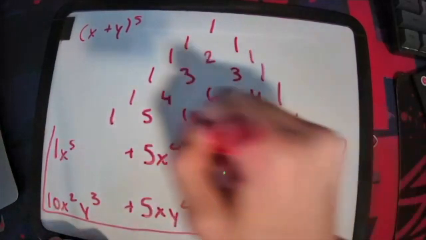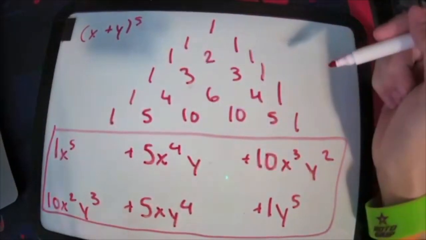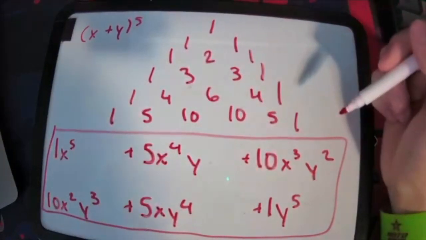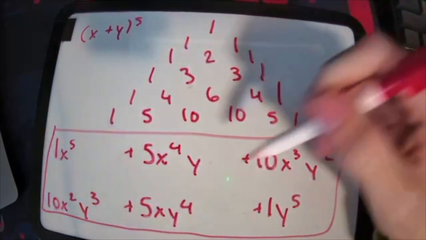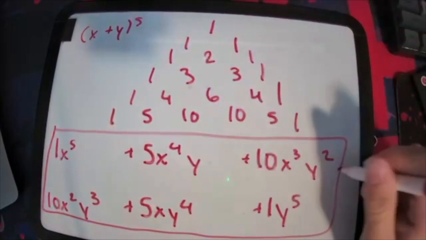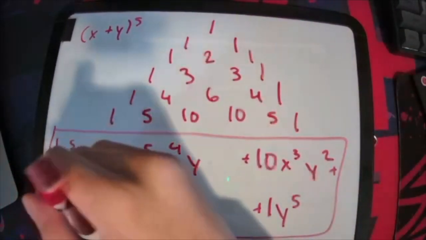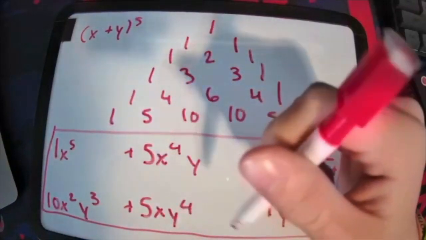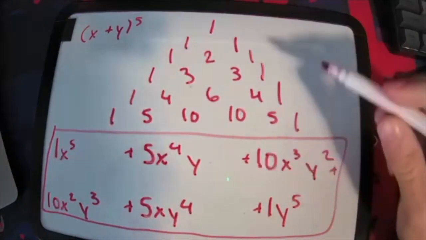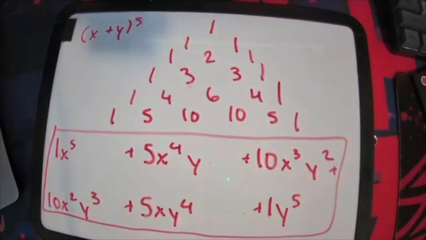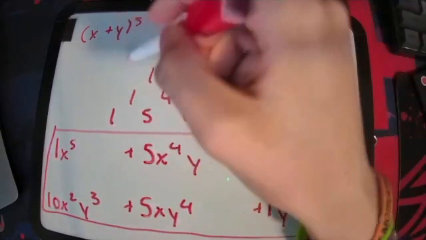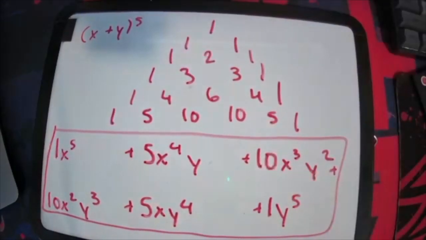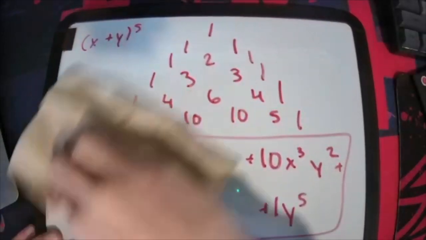Let me read that out. x to the fifth plus 5 times x to the 4 times y plus 10 times x to the third times y to the second. I forgot to write another addition sign over here. Plus 10x to the second times y to the third plus 5 times x times y to the fourth, and finally plus y to the fifth. So we tackled a seemingly tedious expression and made it very easy using Pascal's triangle and binomial expansion theory.